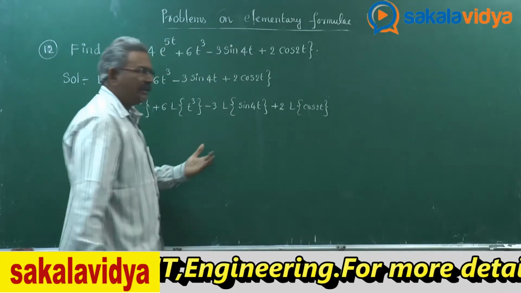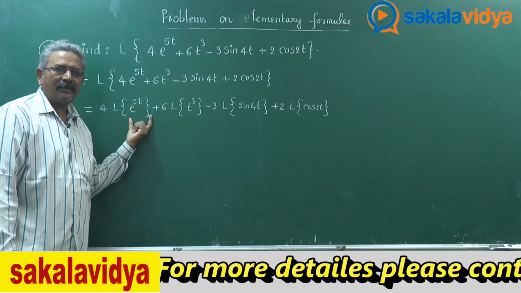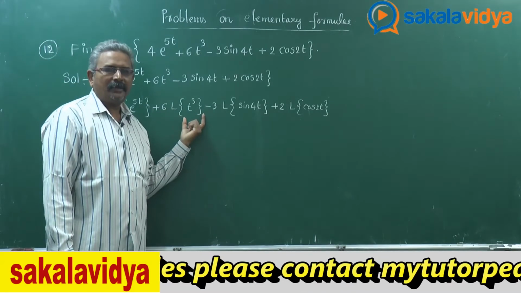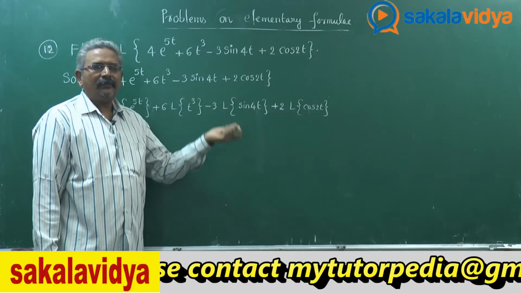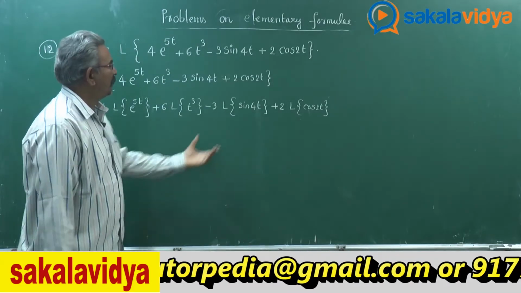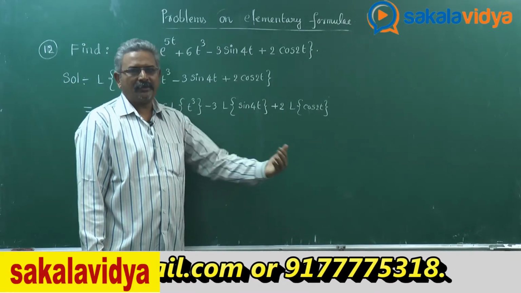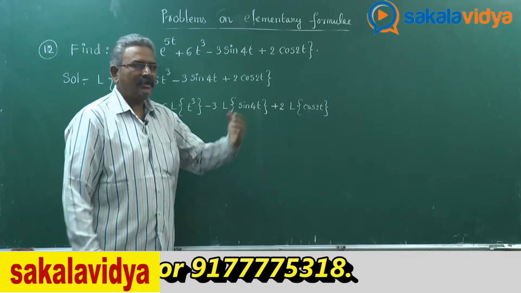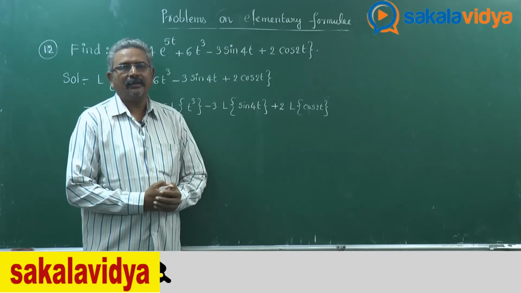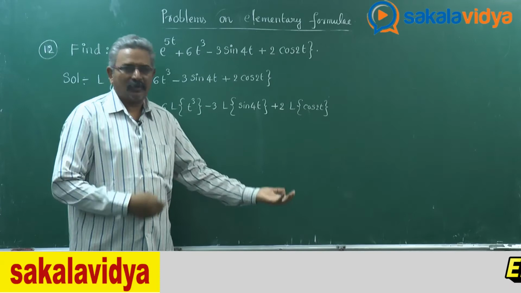Let me recall the formulae. The Laplace transform of e power at is 1 by s minus a. The Laplace transform of t power n is n factorial by s to the power of n plus 1, provided n is a positive integer. The Laplace transform of sine at is a divided by s square plus a square, whereas the Laplace transform of cos at is s by s square plus a square. So let us substitute the values using their respective formulae.